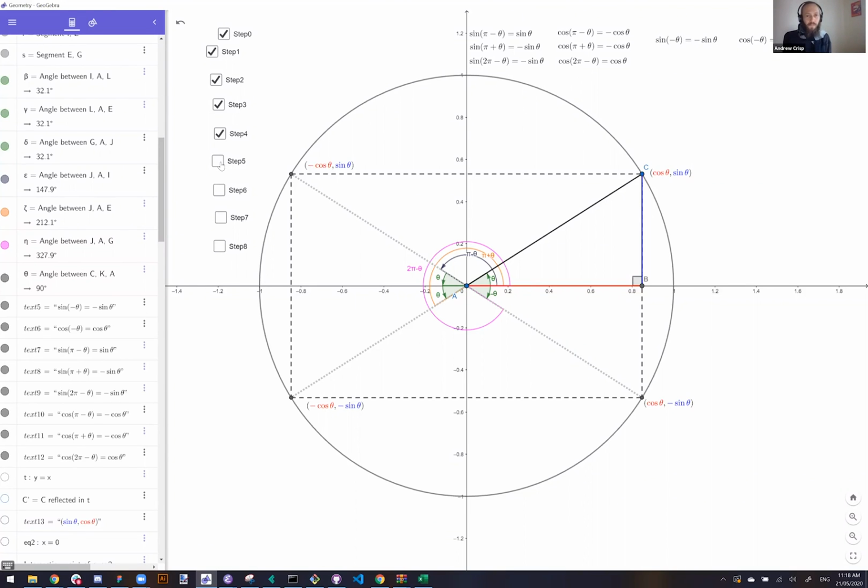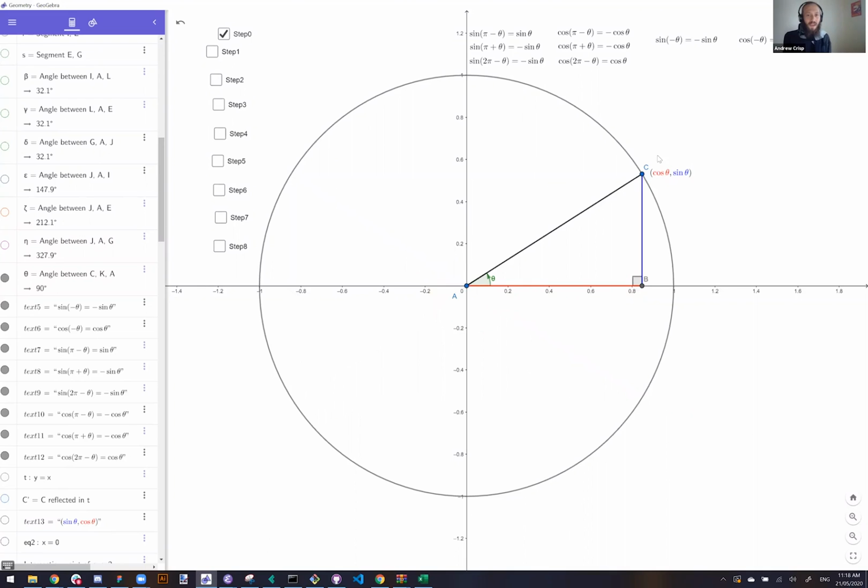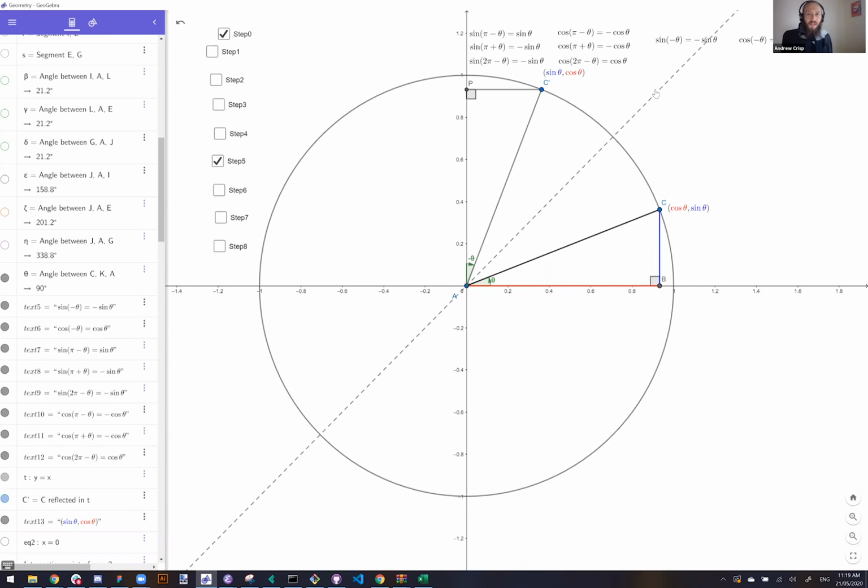Okay, so what's the next step? Ah, yes, that's the next step. This time we're not going to be talking about the rectangle. We're going to think about a different kind of symmetry to get the next identity along. This time, I'm going to take this point here and I'm going to reflect it in the line y equals x. That's this dashed line that's got a gradient of 1 passing through the origin.